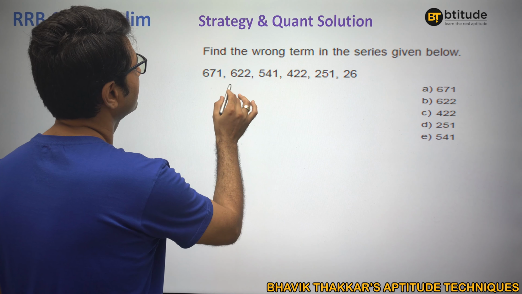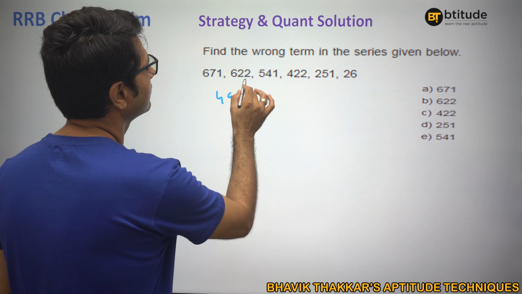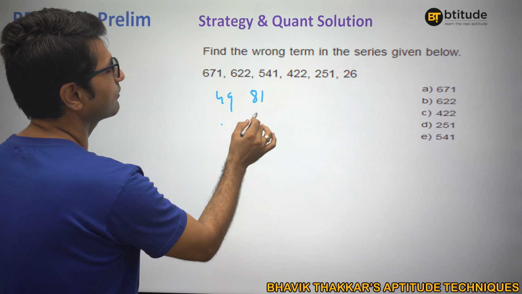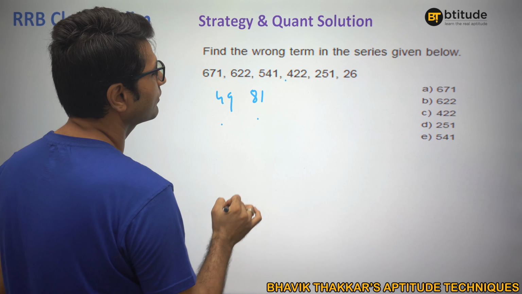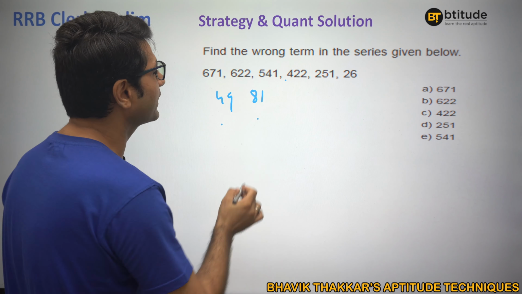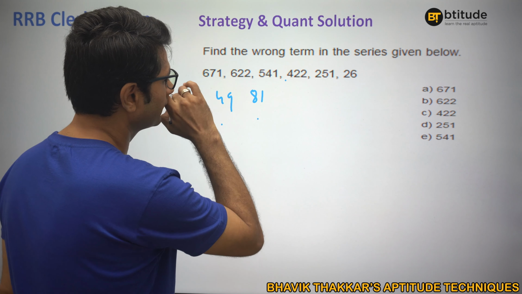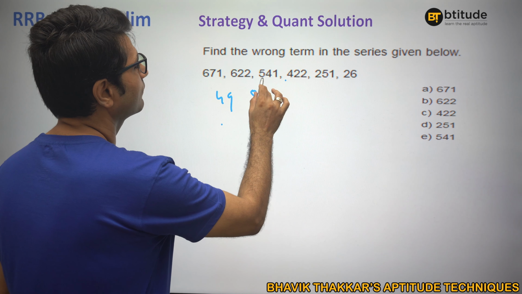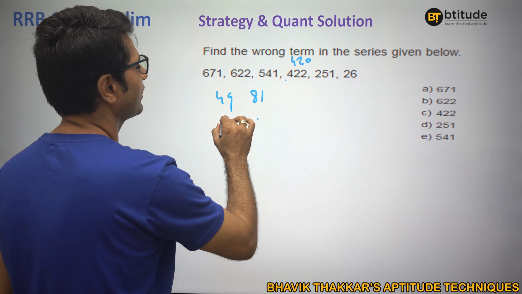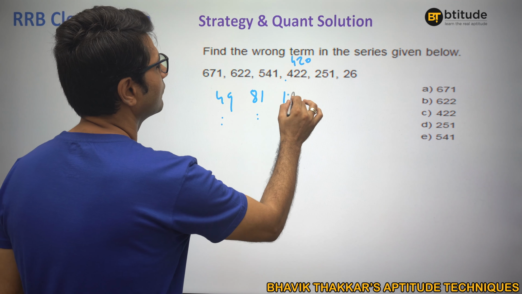What is the difference? 49, 81. Okay, this is 7 square, 9 square. Is it 11 square then? Should be, right? So as soon as you write the difference, it strikes your mind. How much it should be? 121. So 420 it should be. 7 square, 9 square, 121.